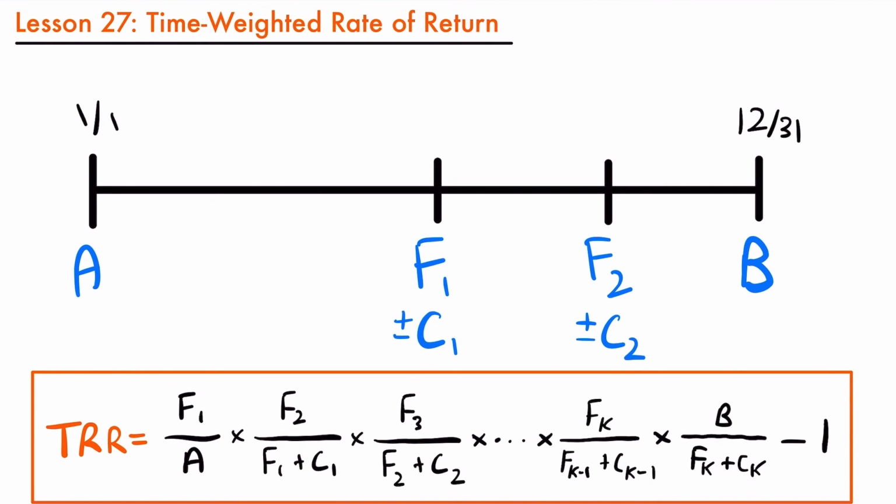plus any cash flows. And then that would be multiplied by the next reported amount for the balance, if we had one, divided by the previous reported amount, plus any cash flows for that moment in time. And then we would multiply all the way up until we get to our last reported balance for the account throughout that year, and divide that by the previous balance plus any previous cash flows at that same moment in time. And then we would multiply that by the end balance of the account divided by the last reported balance of the account plus any cash flows at that moment in time. And then you would subtract 1.